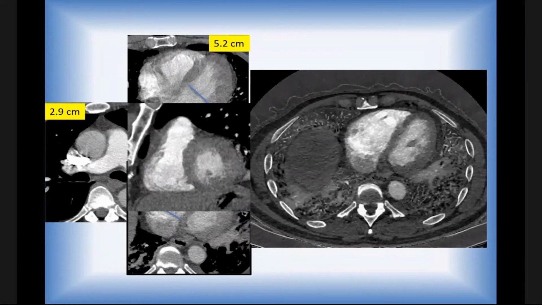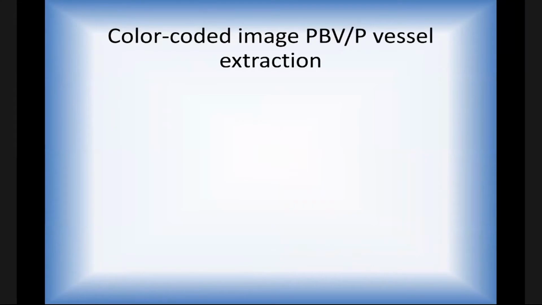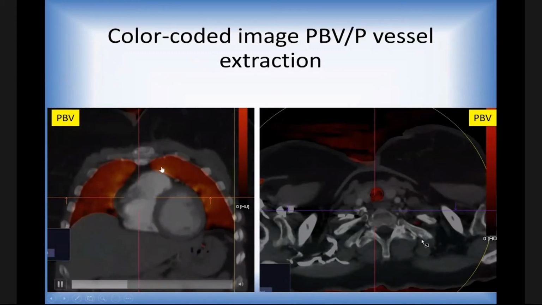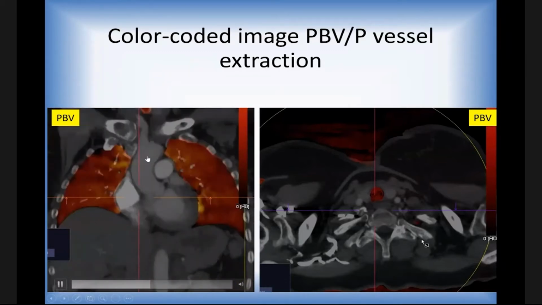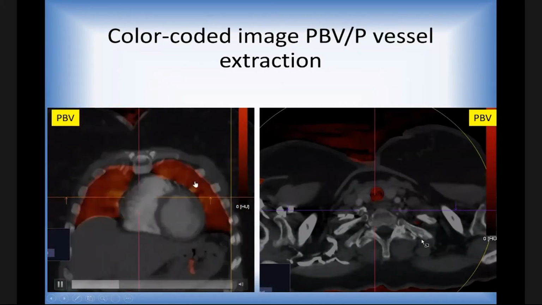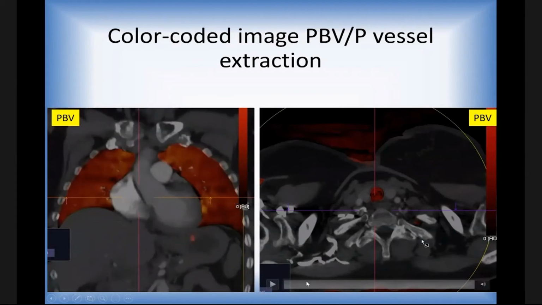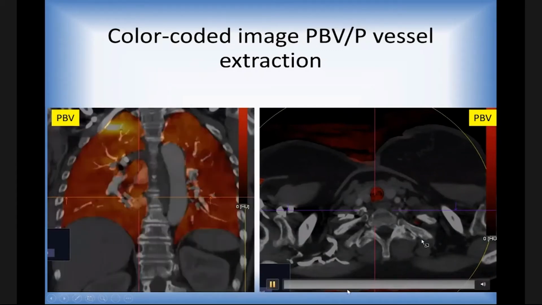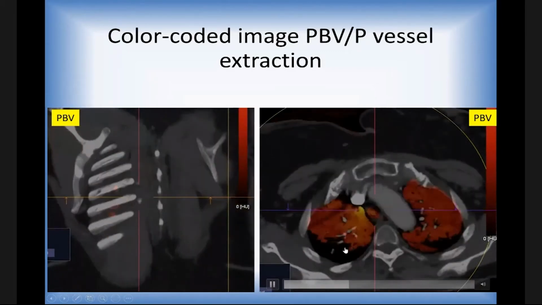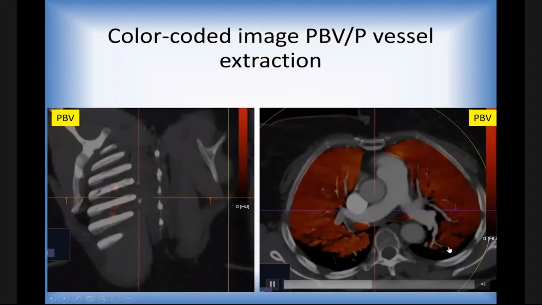Let's look at the Siemens scanner. We have better pulmonary blood volume images here. So color coding here, where the blood goes, you will see the orange color here on the coronal, and this is from axial. You can see that the blood is going here, but there's no blood here because there is atelectasis.